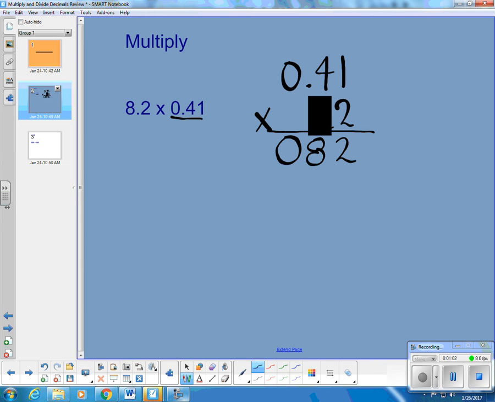Once you're done with the first row, you're going to cross out this number, so we know we're done with it, and put a placeholder here. You've got to remember to put that placeholder there. That's probably the most forgotten thing.